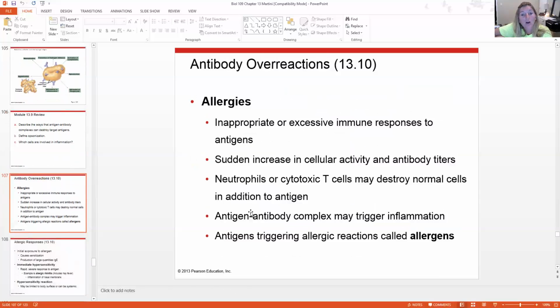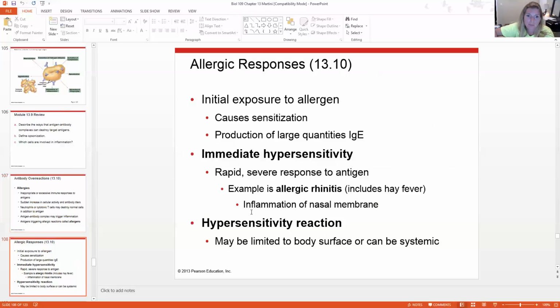Let's talk about how our antibodies can overreact. Something like an allergy is an inappropriate or excessive response to an antigen. This could be a sudden increase in activity or antibody titers, the concentration of those antibodies. Neutrophils and cytotoxic T cells may start destroying normal cells instead of just the antigens they're designed to attack. The antigen-antibody complex can trigger inflammation, or antigens alone can trigger an allergic reaction.